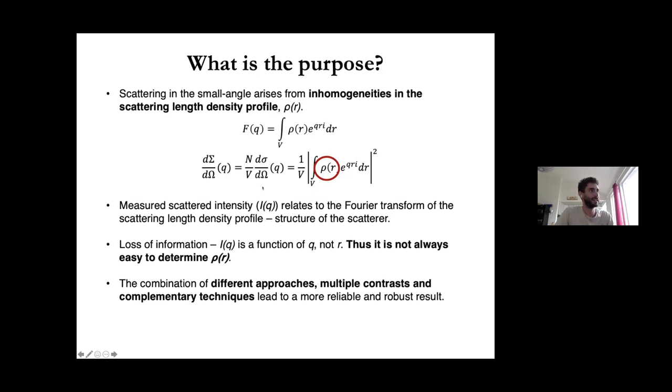As I said yesterday, when we go to an experiment, we have some experimental intensity that needs to be corrected to obtain this macroscopic cross-section, which is where the structural information is contained, and from where we can get the structural parameters. Because of the Fourier transform and the square of the amplitude of the form factor, we cannot just apply an inverse Fourier transform to obtain this structural information, because part of the negative values of the amplitude of the form factor are lost. So it's not straightforward: we have to reconstruct the scattering density profile, and that's what we do in the data analysis, okay?